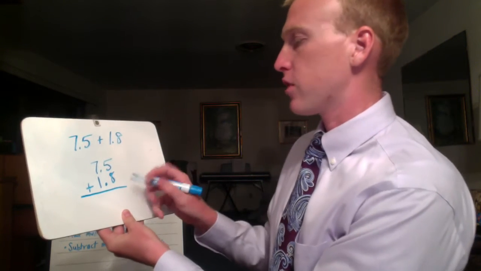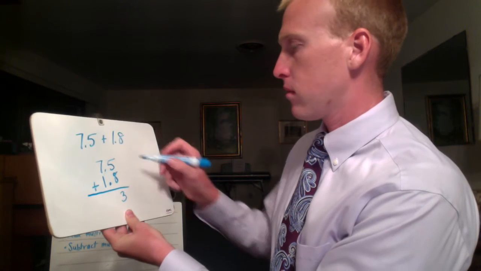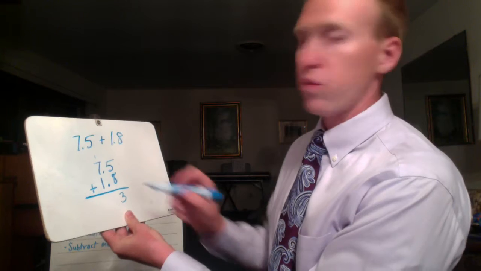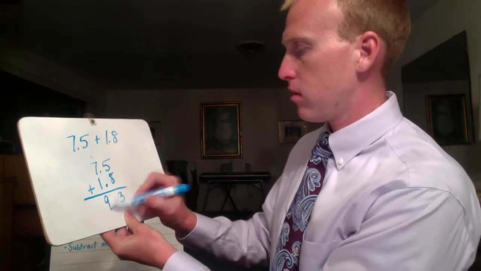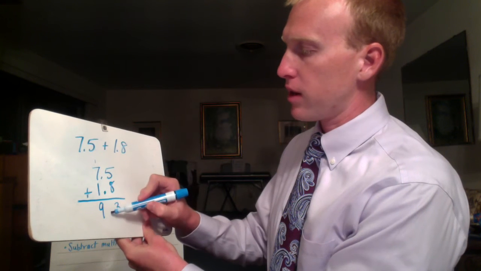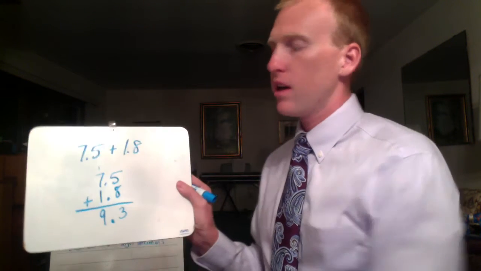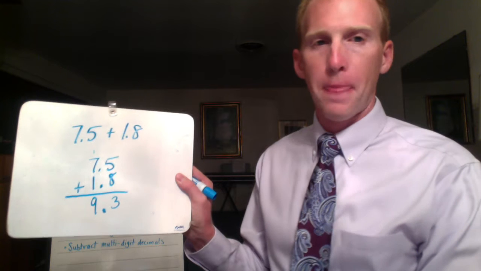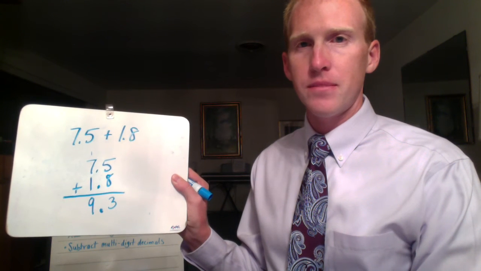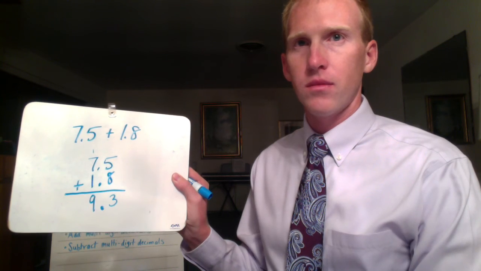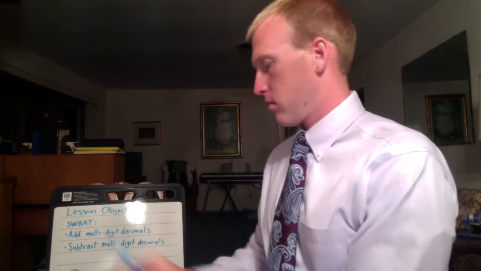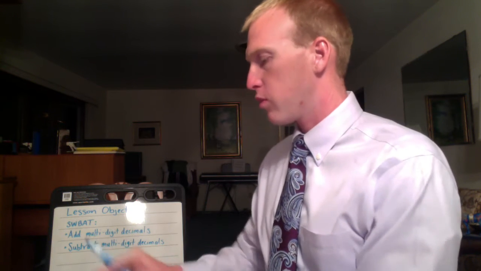5 plus 8 is 13. Carry the 1. 1 plus 7 is 8, plus 1 is 9. And once we line the decimal up, we want to make sure we drop it straight down. So our answer is 9.3. Okay, good. You may erase your boards.